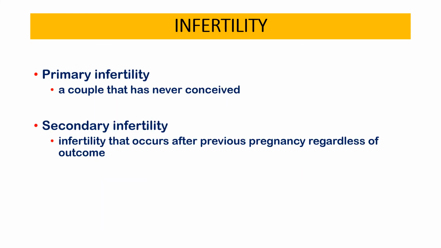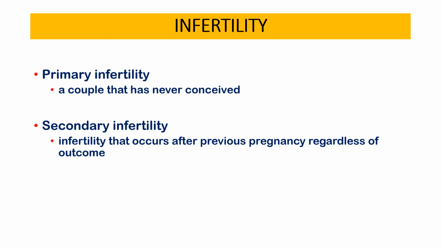Now we define infertility in two types: primary infertility and secondary infertility. What is primary infertility? In this, the couple has never conceived. And secondary infertility, here there has been a previous pregnancy regardless of the outcome. This doesn't mean that the couple has a child.